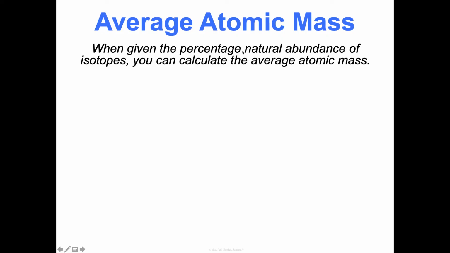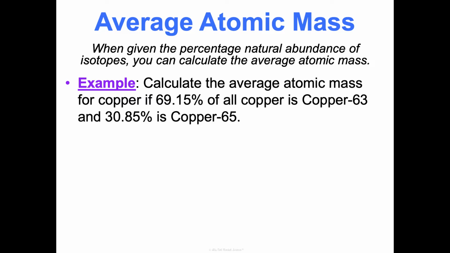Okay, so let's do an example. It sounds more complicated than it is. We're basically just learning how to do a weighted average calculation, which you can use in so many aspects of life. So for example, calculate the average atomic mass for copper if 69.15% of all copper is copper 63 and 30.85% is copper 65.